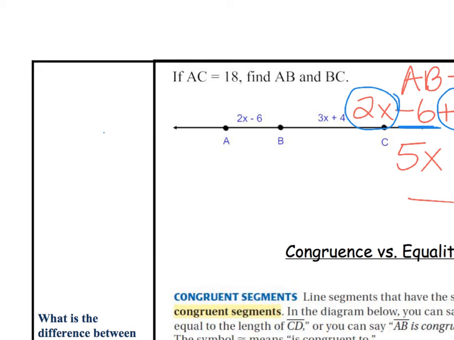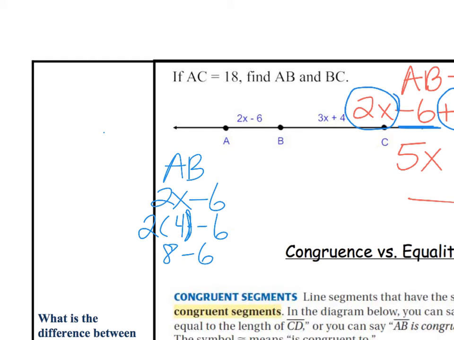So we're going to write, let's see, this is going to be AB. AB is 2x minus 6. Instead of writing x, I'm going to put a 4. 2 times 4 minus 6, which would be 8 minus 6, which would be 2. So AB is equal to 2. Do the same thing for BC.